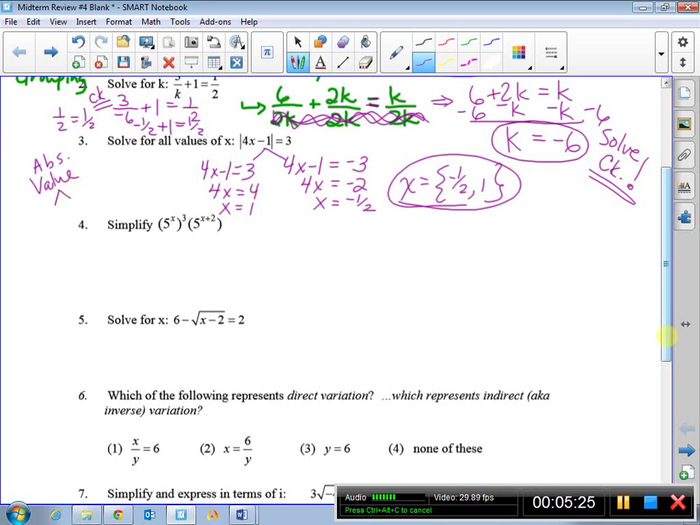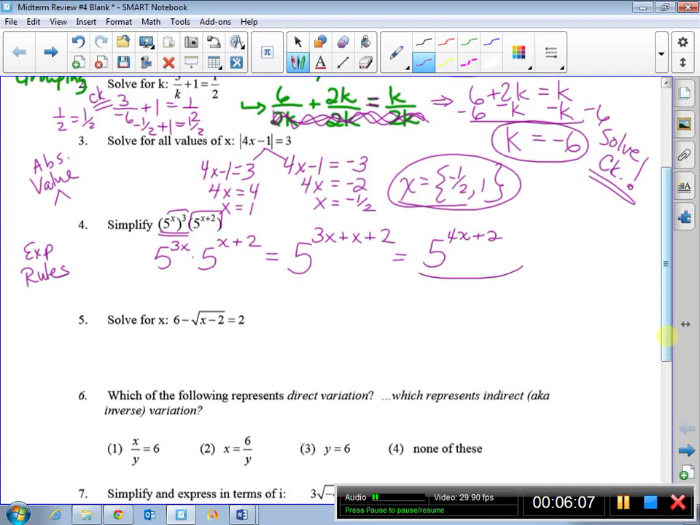Number 4 is an exponents question. So you want to know all those exponent rules. Chapter 7. So I've got 5 to the x to the 3. Power to a power, I multiply. And I have that multiplied by 5 to the x plus 2. Now I have base times base, we keep the base and we add the exponents. So I get 3x plus 2, which is 5 to the 4x plus 2.